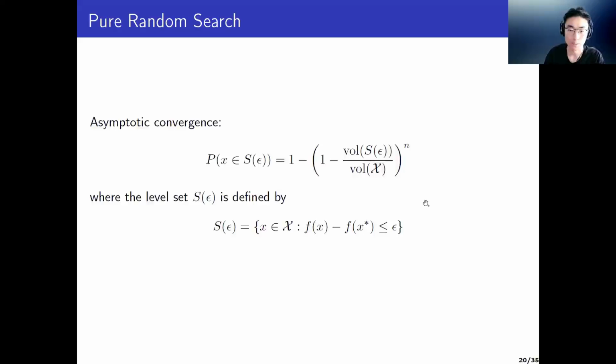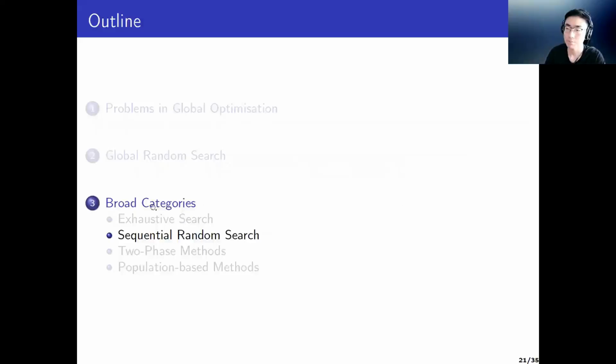In practice, pure random search serves as a natural baseline strategy for minimizing an unknown black box function over bounded convex feasible regions. Well, next we talk about the sequential random search algorithms, where we utilize the information about the previous observation points.